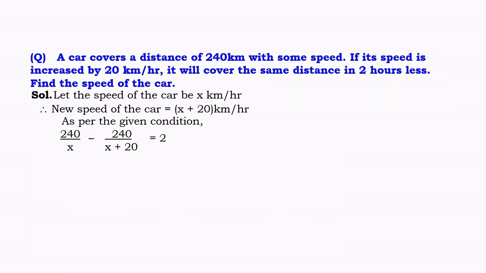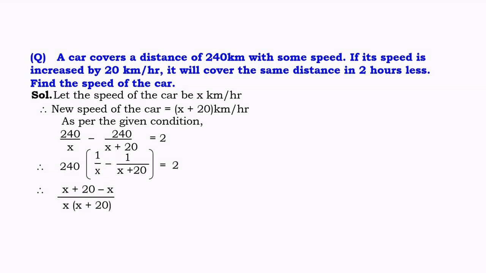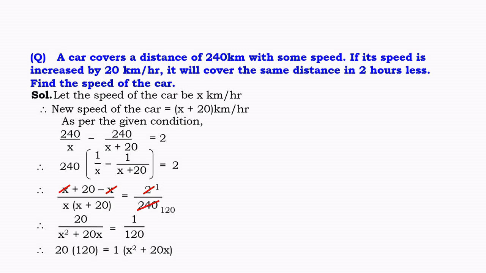Now, let us simplify the equation. Take 240 as the common factor. Inside the brackets, we get 1 divided by x minus 1 divided by x plus 20, and this is equal to 2. Now, take the LCM of x and x plus 20. After subtracting the numerators, x plus 20 minus x becomes 20. On the right-hand side, divide by 240. This simplifies to 1 divided by 120. Therefore, we get 20 divided by x squared plus 20x is equal to 1 divided by 120.